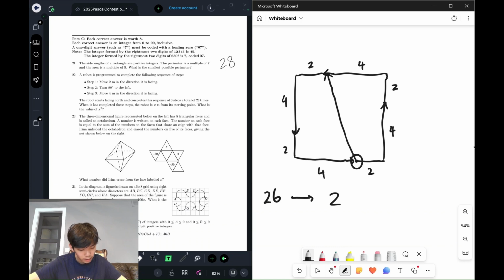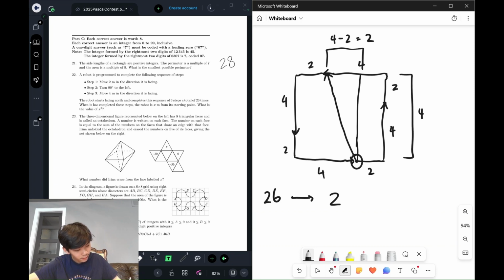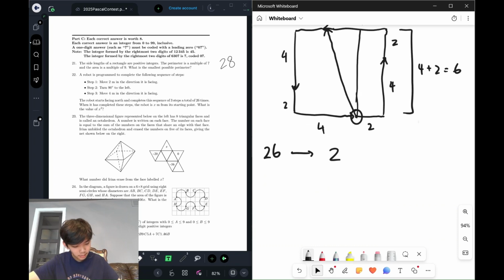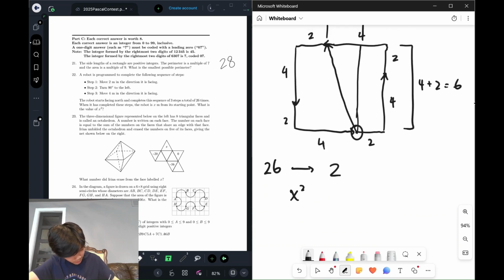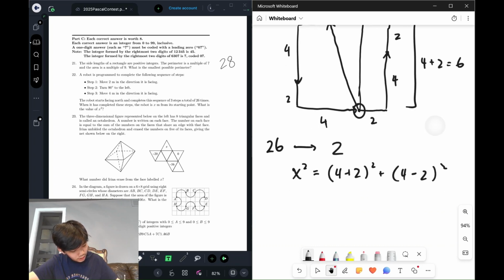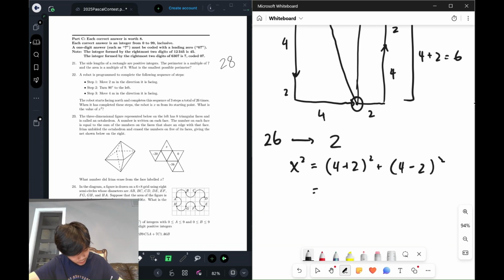Now, what we have to do is to figure out what this distance is. Luckily for us, we can use the Pythagorean theorem. This length over here is going to be 4 minus 2, which is 2. And this length over here is 4 plus 2, which is 6. So if the distance between the two is x, then we have x squared is equal to (4 plus 2) squared plus (4 minus 2) squared. This is 36 plus 4, which is 40. And that's our final answer.